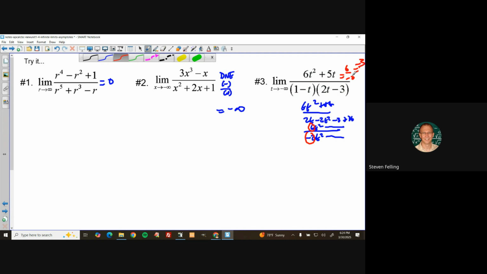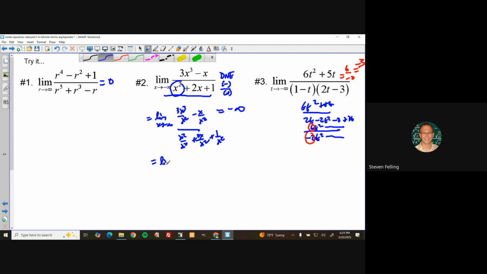If you wanted to be really formal, you could do the whole procedure. I'll do that on this one, which would be to say that this limit as x approaches negative infinity of (3x cubed minus x) over (x squared plus 2x plus 1). Divide everything by x squared. So that's 3x cubed over x squared minus x over x squared, over x squared over x squared plus 2x over x squared plus 1 over x squared.